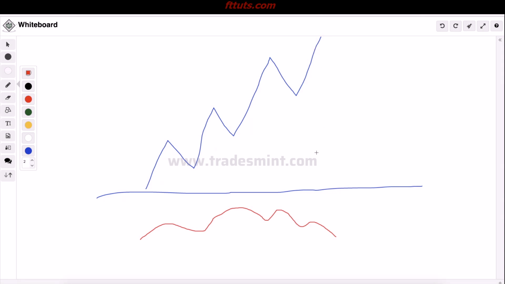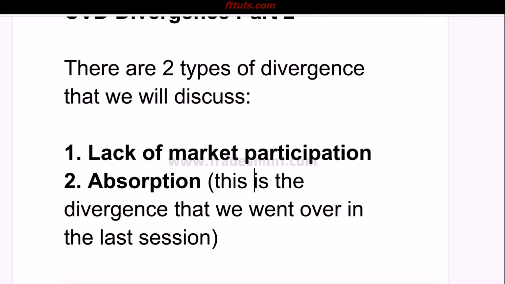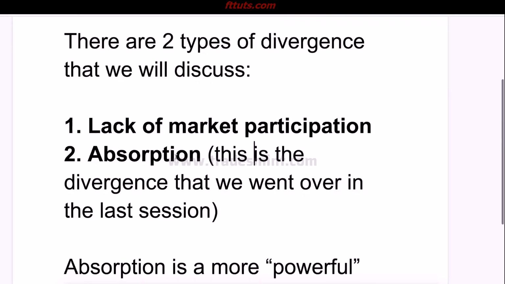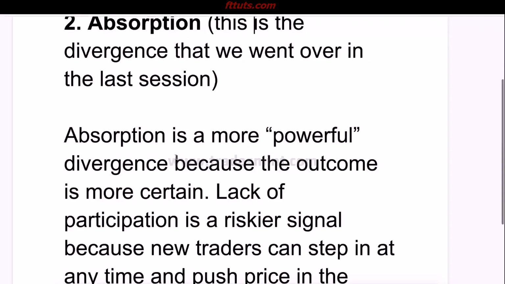Now, both of these divergence types usually play out very, very nicely if you have your confirmations. So we already went over what confirmations we want to look for when we are looking at absorption, right? For absorption, we want to see an increase in volume and delta. We want to see CVD doing the opposite of what the price is doing, and we want to see those trapped traders, okay?